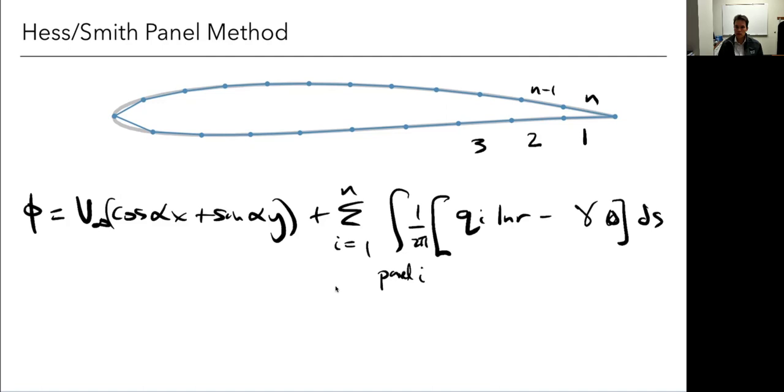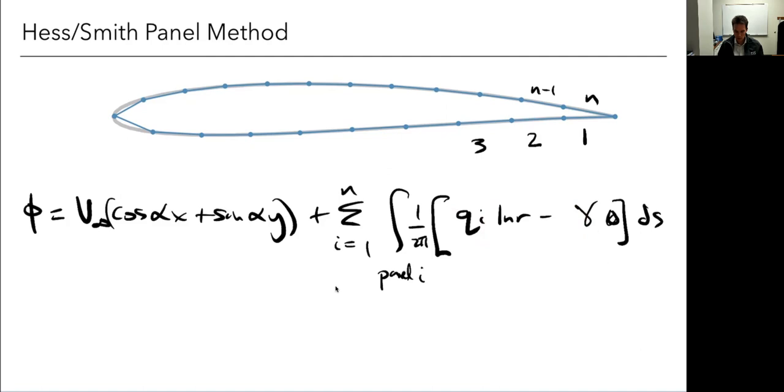Well, for these source strengths, that's already n unknowns, right? One source strength at each panel. So we can only have one more unknown, and that's going to be this vorticity, or our vortex strength per unit length, gamma. That'll give us one unknown. Okay, so we can't have one in each panel.